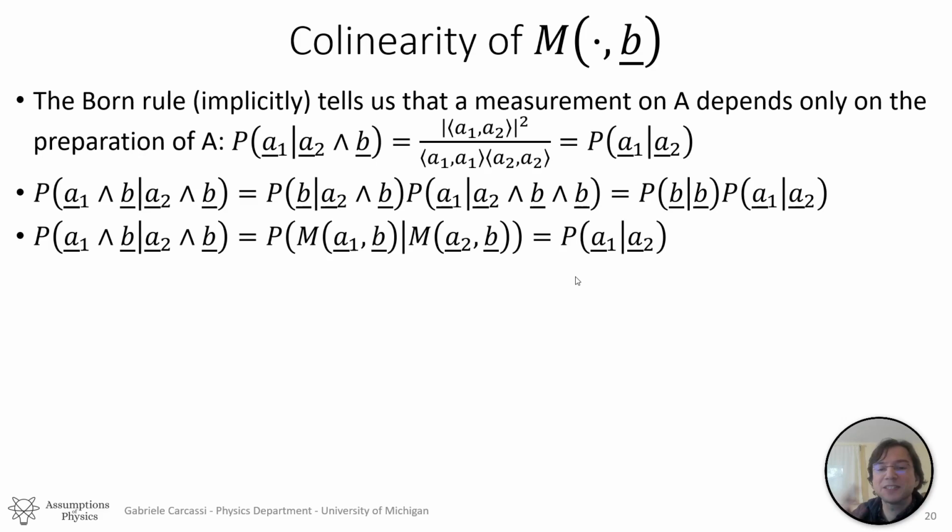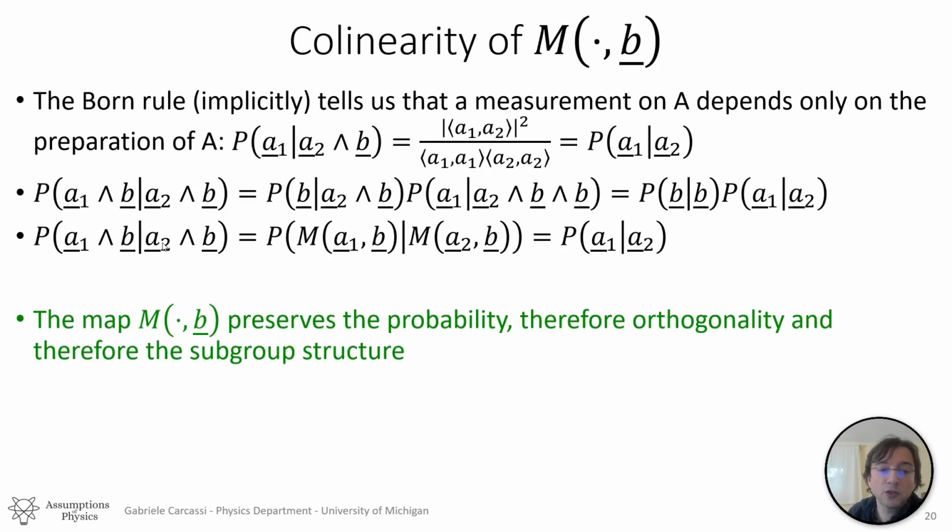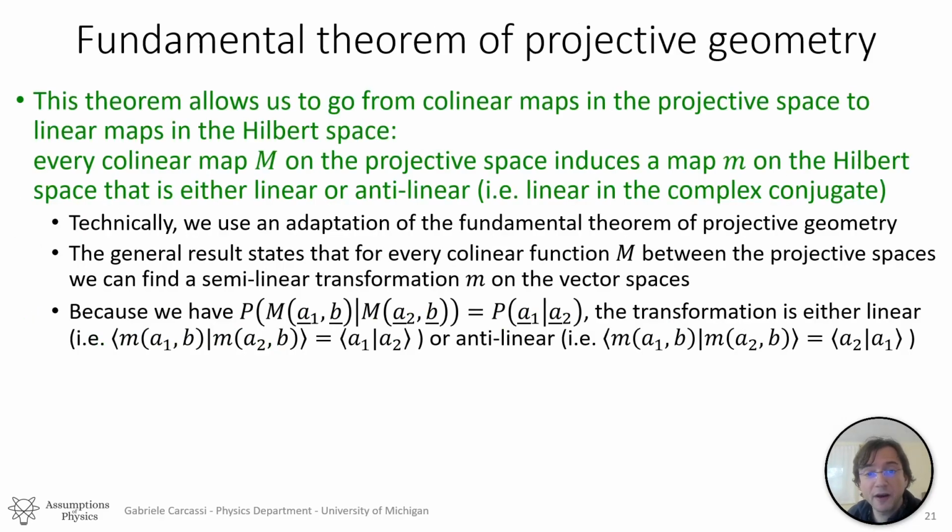But the probability gives us orthogonality between subgroups. So to sum up, the map M has to preserve probability, and therefore orthogonality, and therefore the subgroup structure. But if you preserve the subgroup structure, then the map is collinear, which is what we want. And now, since the map is collinear, we can use the fundamental theorem of projective geometry that tells us that for every collinear map, M, on the projective space, we have a map little m on the Hilbert space that is either linear or antilinear, meaning that it's linear in the complex conjugate.